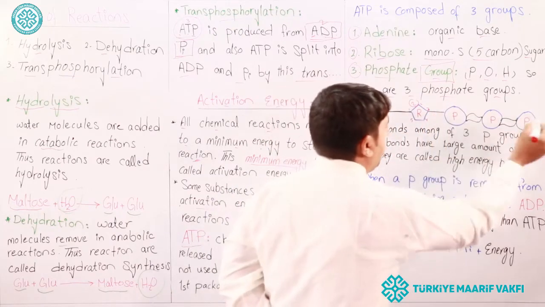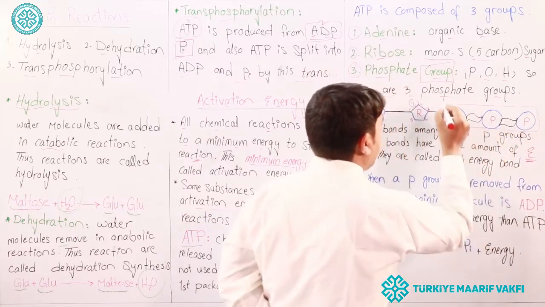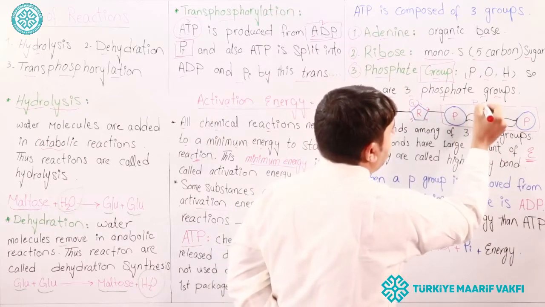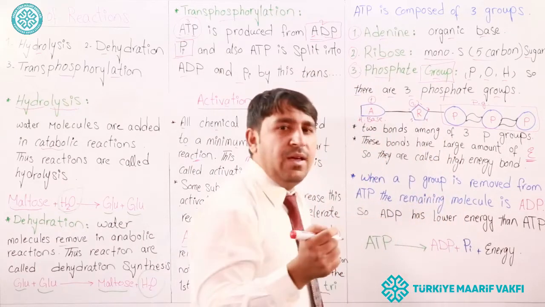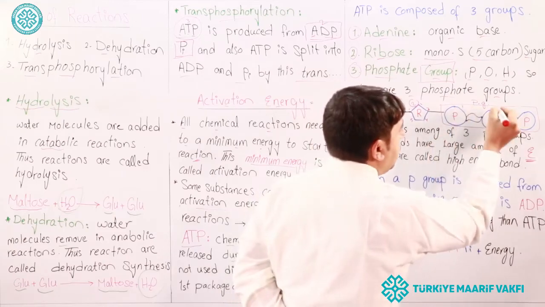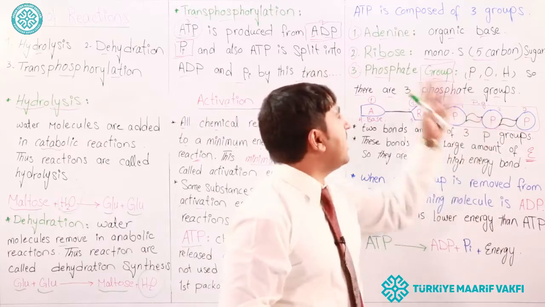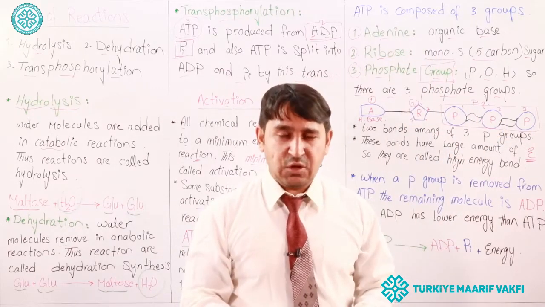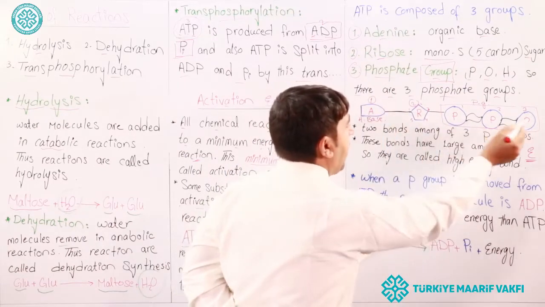And the third group of the ATP, its name is the phosphate group. In phosphate group, how many phosphates do we have? We have 3 phosphates. 1, 2, 3. Now because of these 3 phosphates, it is called triphosphate. Adenosine triphosphate. These are the adenosine group, and here we have 3 phosphates.